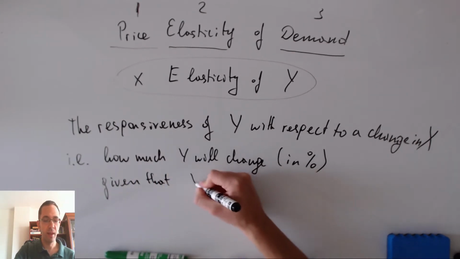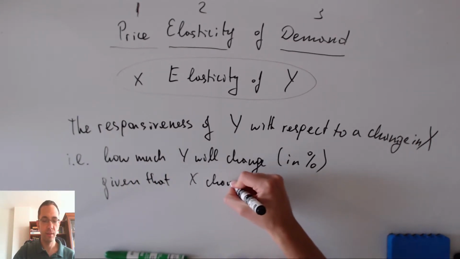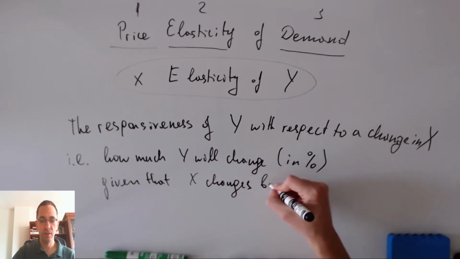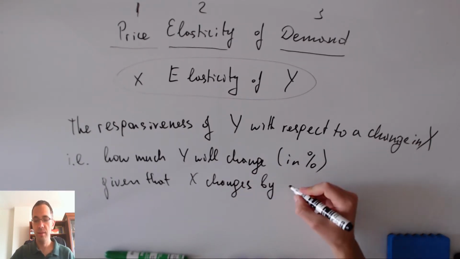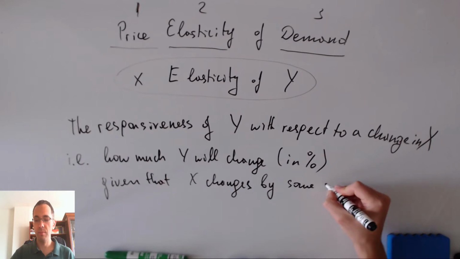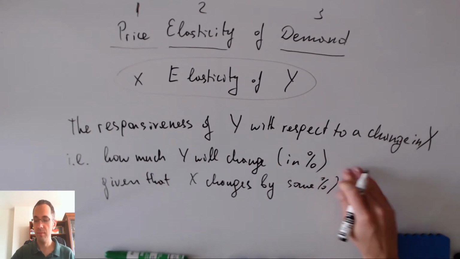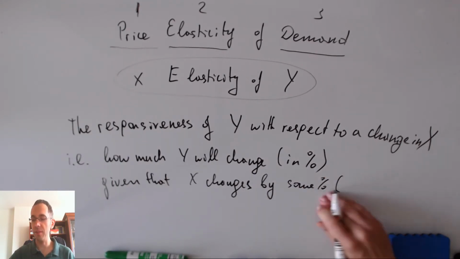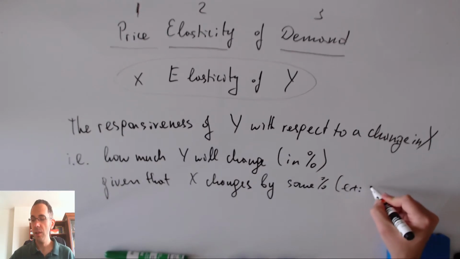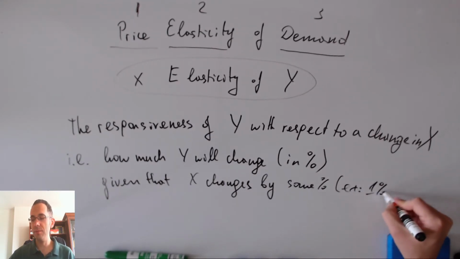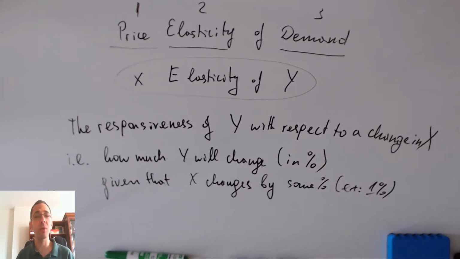that x changes by some percent. For example, 1%. Usually, ideally it would be a 1% change, but we can change this number easily.